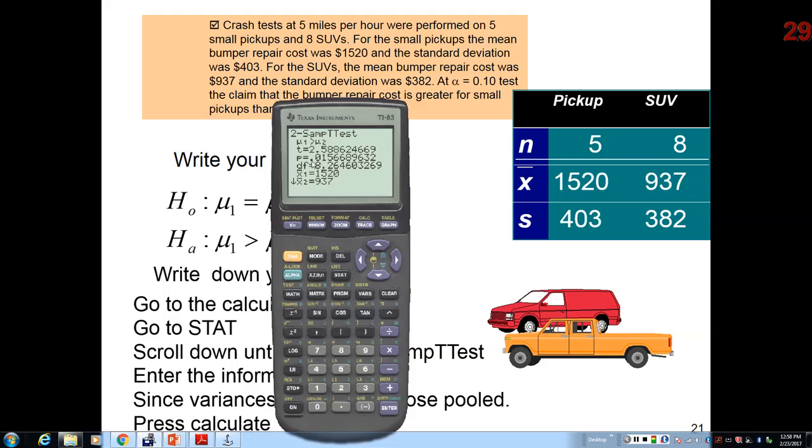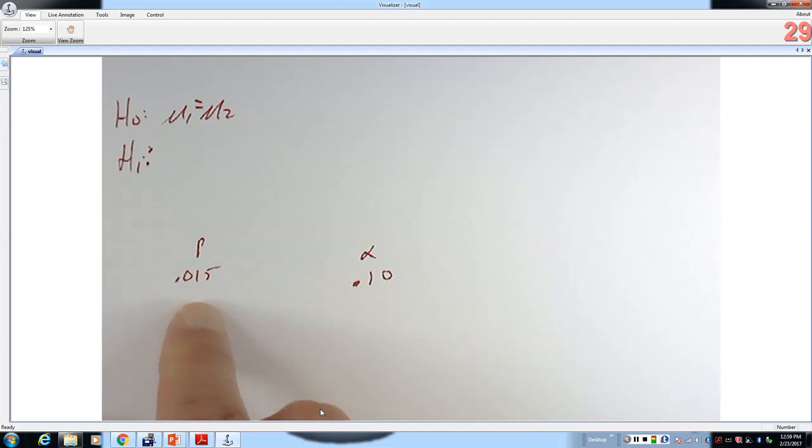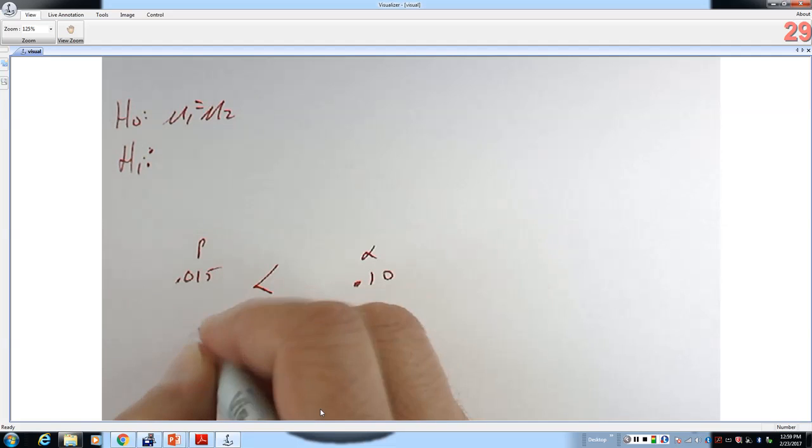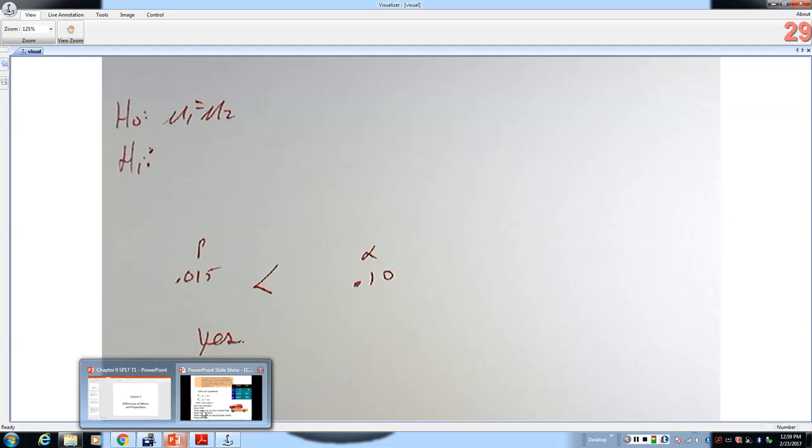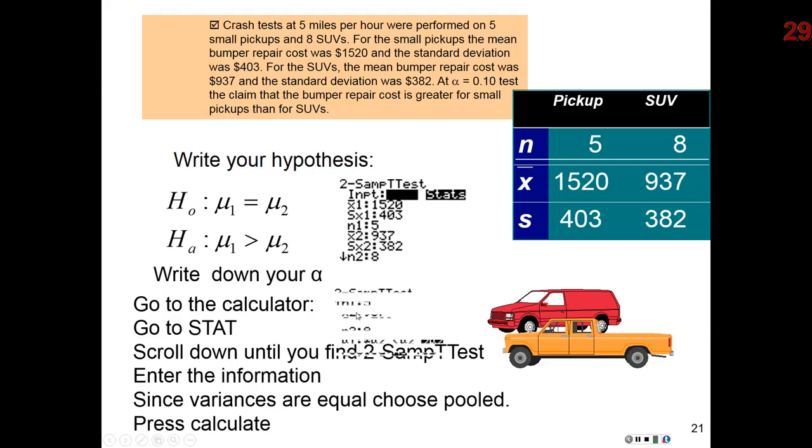Now your p-value is what? 0.015. So now your p-value is 0.015. What is your alpha? 0.1. Your alpha was 0.1. Is 0.015 less than 0.1? Yes. So the answer is what? Do you reject or not reject the null hypothesis? Reject the null. Very good.